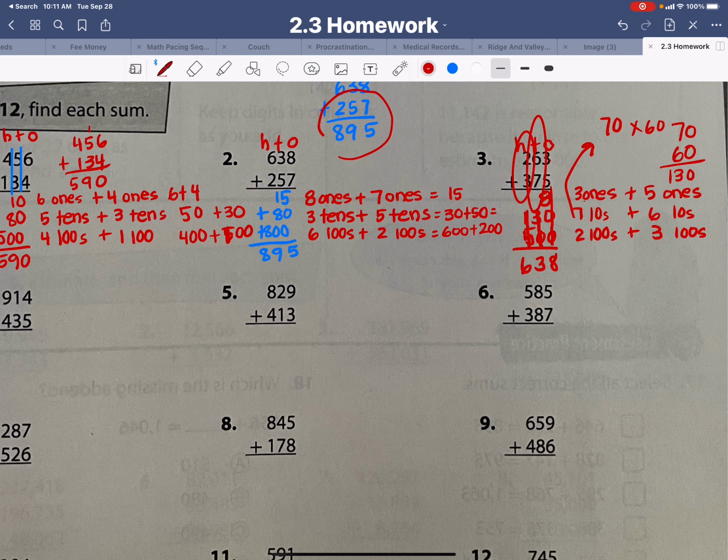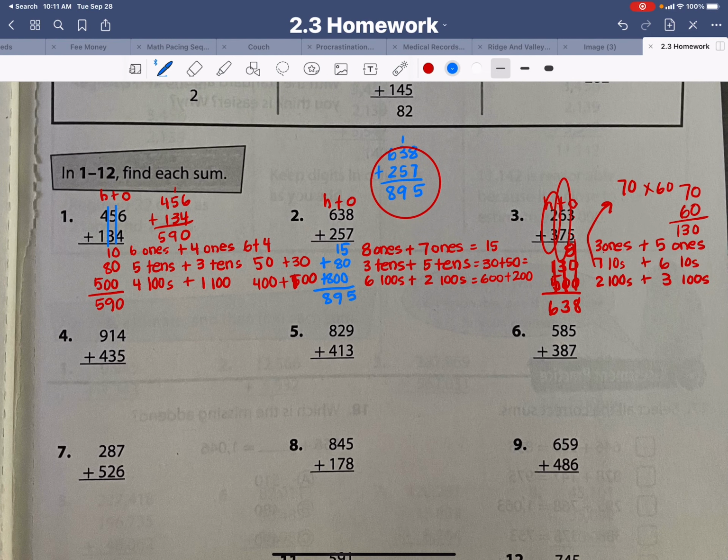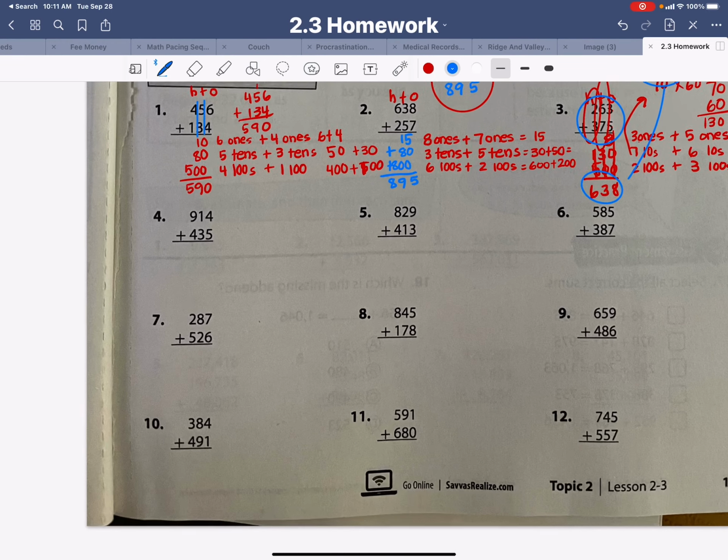Now you see over here, which I forgot to mention to you, I double checked all my math. So what I'm going to do is add 263 plus 375, which is what we have right here, just to make sure I come up with 638. If I don't, then I know I did something wrong. 3 plus 5 is 8. 6 plus 7 is 13. Carry my 10. 3 plus 2 is 5 plus 1 is 6. So 638. This number matches this number. Okay? All right. Let's look at number 4.